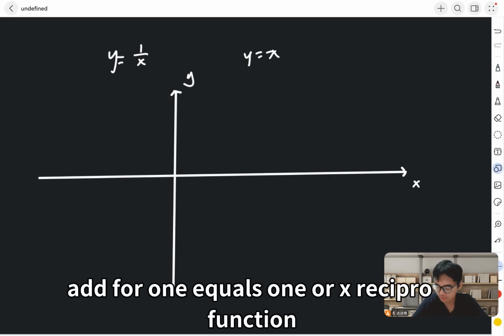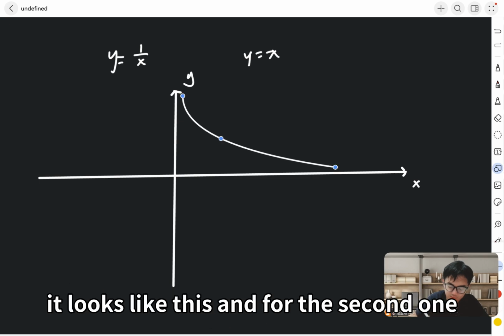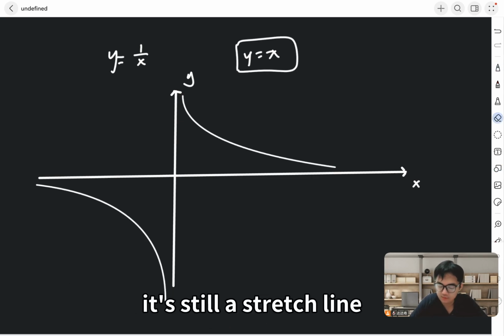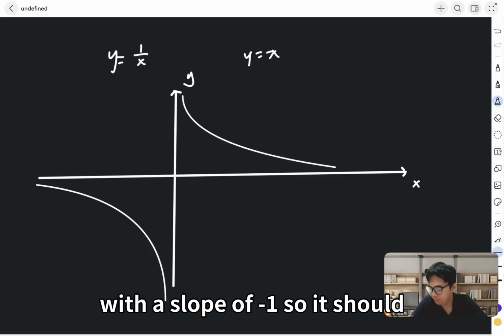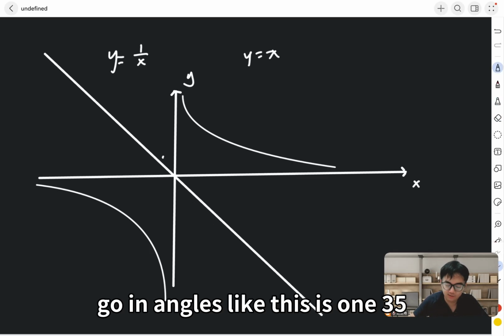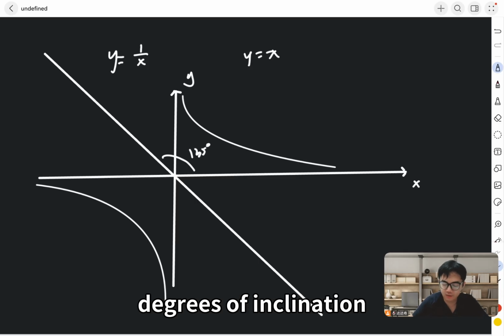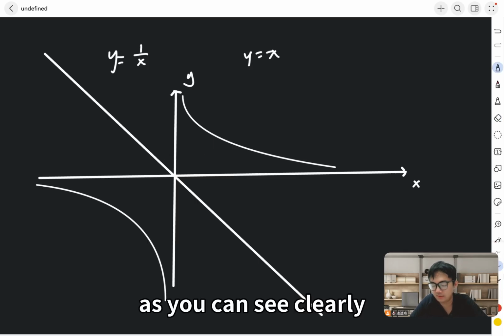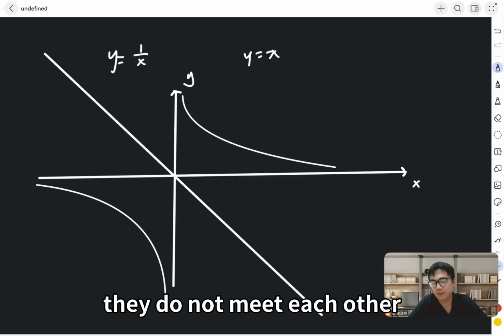And for y equals 1 over x, the reciprocal function, it looks like this. And for the second one, it's still a straight line with a slope of -1. So it should go at an angle like this. It's 135 degrees of inclination. As you can see clearly, they do not meet each other.